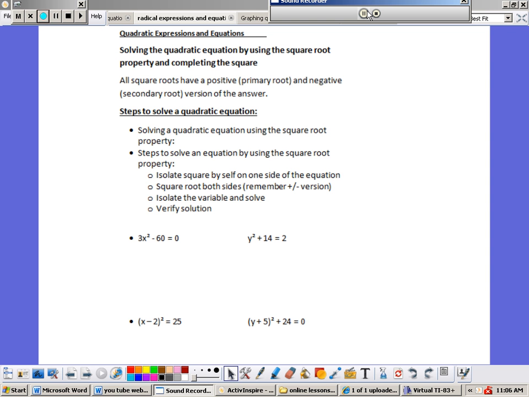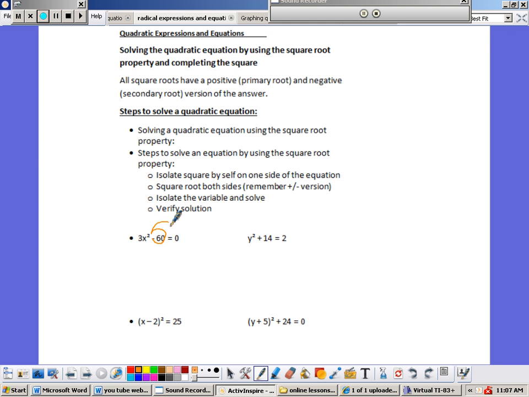Okay, solving a quadratic equation using the square root property. Steps. Isolate the square by itself on one side. Square root both sides, remember a plus and minus version. Then isolate the variable and solve, and verify the solutions that they work. Because sometimes the secondary, when put back in, won't work in specific situations, so you always have to check.